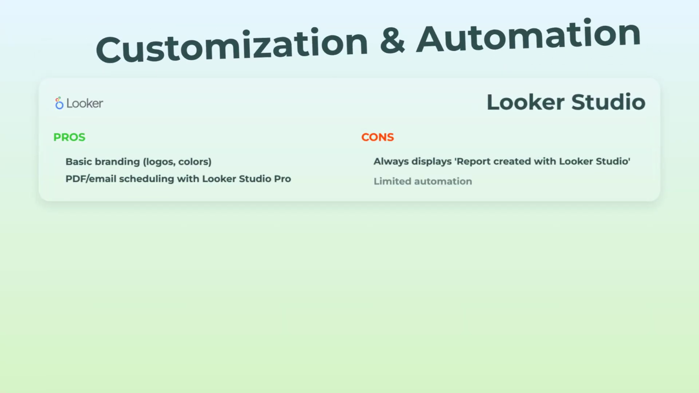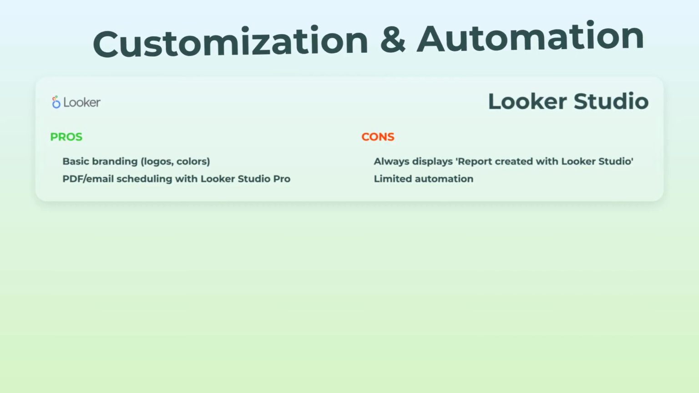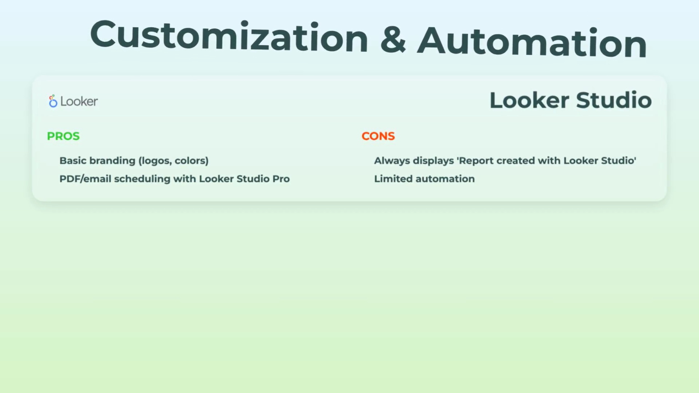Customization and automation. Okay, here's where you see the personality of these platforms. Looker Studio lets you drop in logos and tweak colors. Plus, you can schedule PDFs or email reports if you grab Looker Studio Pro. But you always see report created with Looker Studio somewhere, and automation is pretty basic.